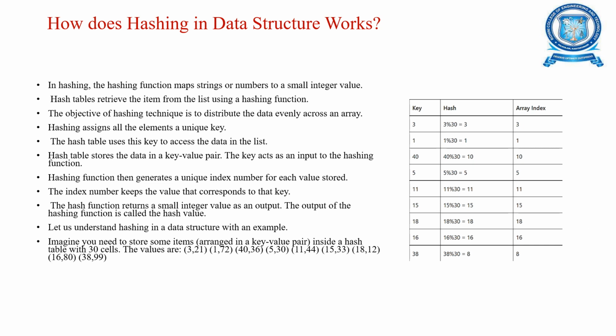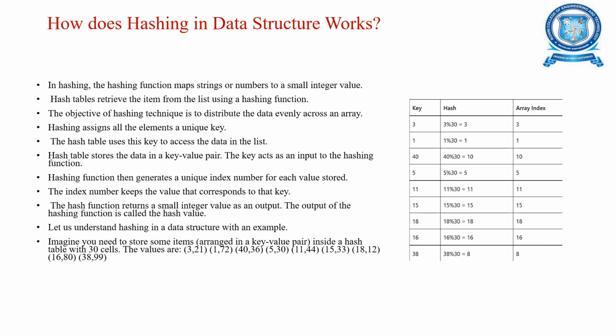So here we can see the key value is 3. Here we have considered a hash table with 30 cells. The values are 321, 172, 40, 36, 530, 11, 44, 15, 33, 18, 12, 16, 80, 38, 99. We have considered the key values as 3, 1, 40, 5, 11, 15, 18, 16 and 38 in the table.